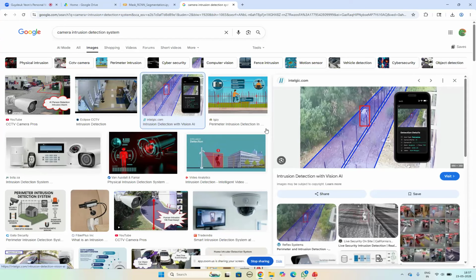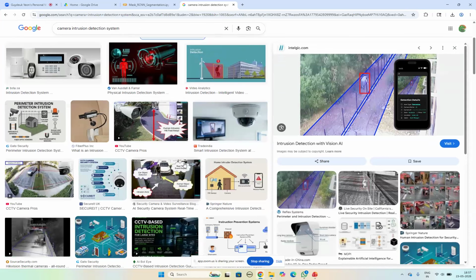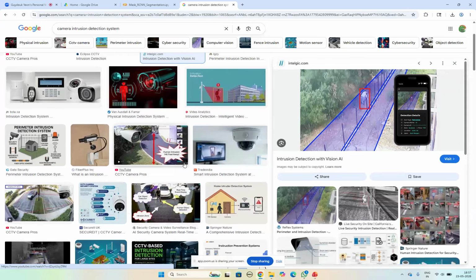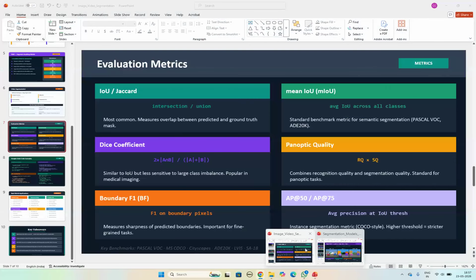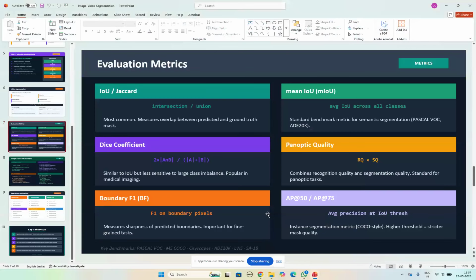Excuse me, sir. Yeah, Maria. I have a doubt. You said how we can identify intrusion through this. Sometimes police or authorities go through footage to identify a specific person. Can segmentation do that, or will it only identify it as a human?